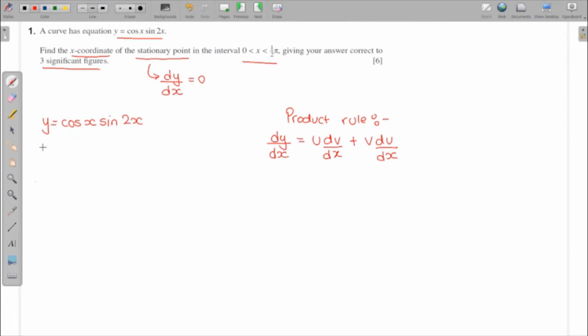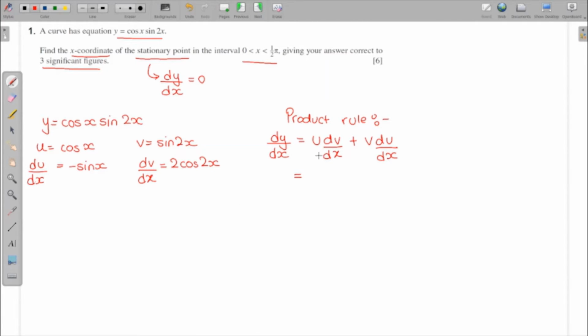Okay, so you can take u as cos x and v as sine 2x. So if we want to find out du by dx, so that is equal to minus sine x. And if we want to find out dv by dx, so that will be 2 cos 2x. So now we just have to jot down these data in this formula.